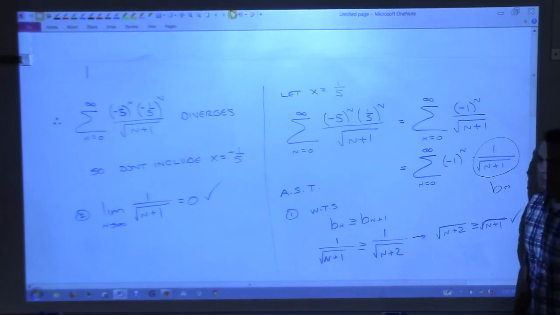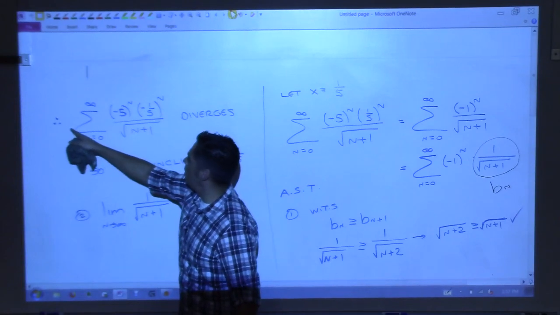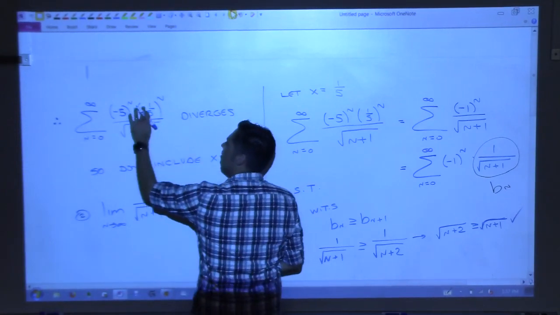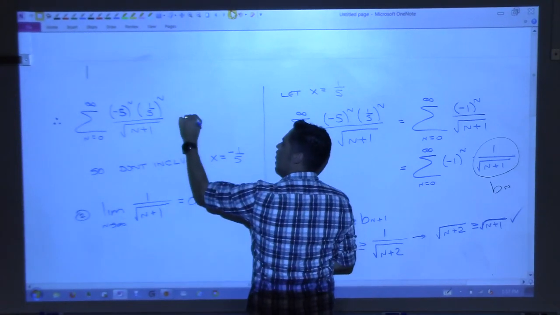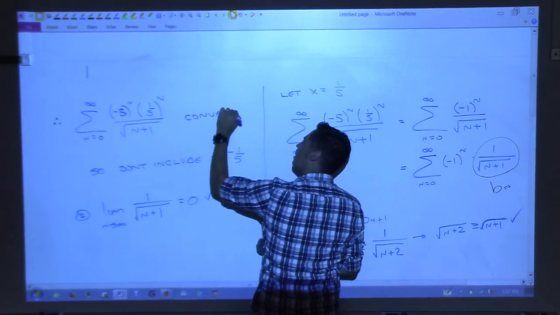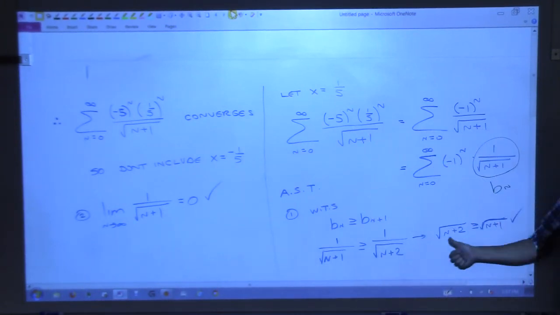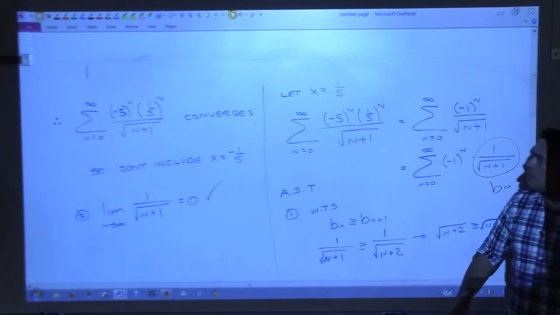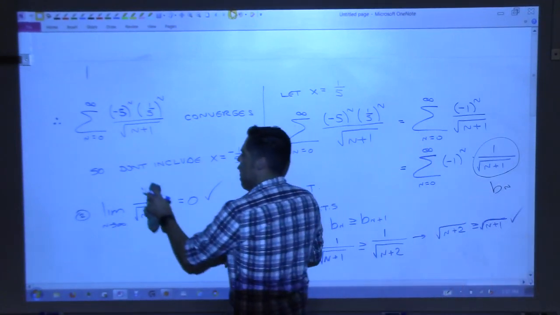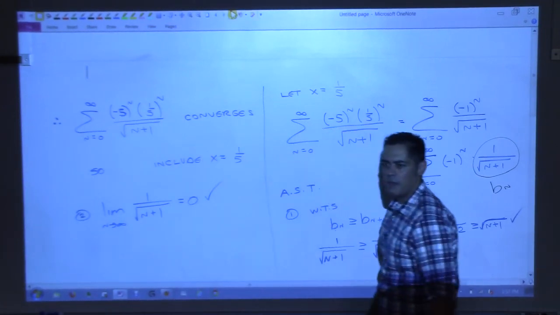Therefore, I'll just cheat and use this again. Therefore, this series with positive 1/5 in there converges. Doesn't it? Why does it converge? Because it satisfied the alternating series test. And if it satisfies both those conditions, it's a convergent alternating series. So it converges. Therefore, include positive 1/5.